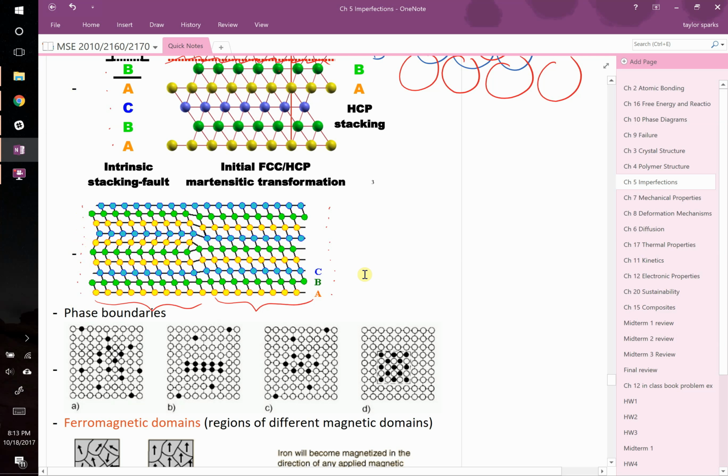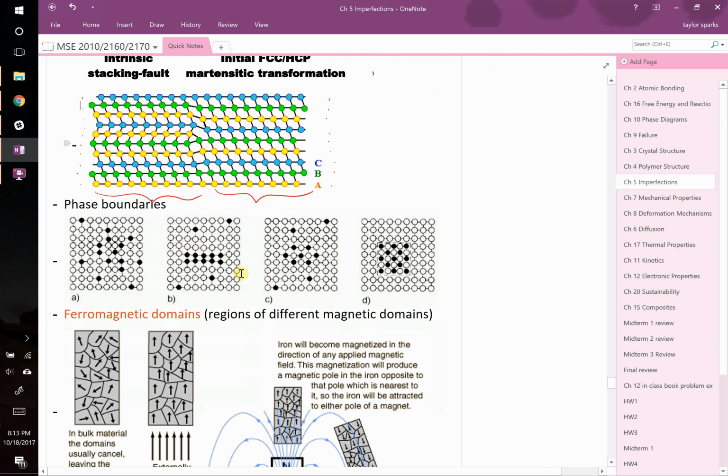Now, apart from stacking faults, you can have phase boundaries. So in an alloy, if the two different atoms are randomly placed wherever, we call that a random alloy. But they might choose to actually orient themselves and segregate. If it's causing too much strain in the lattice for them to be just mismatched everywhere, they can choose to segregate.